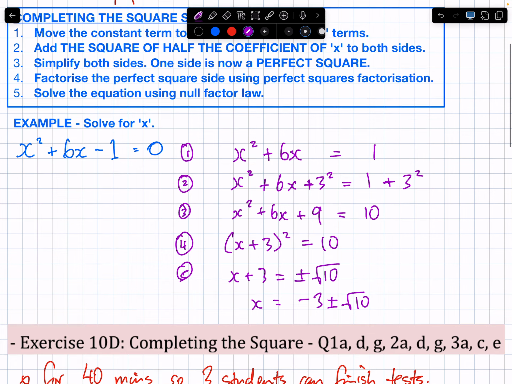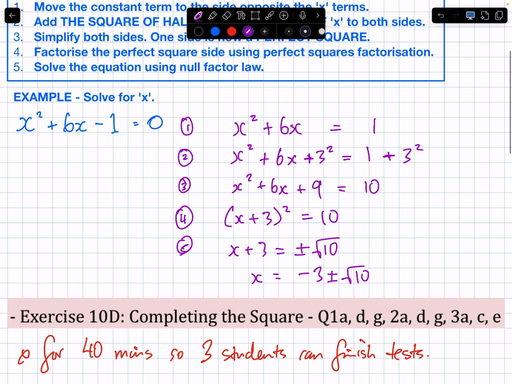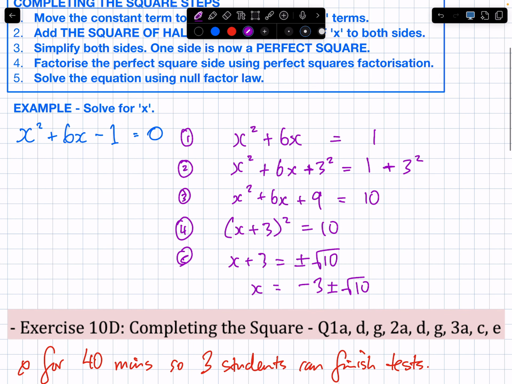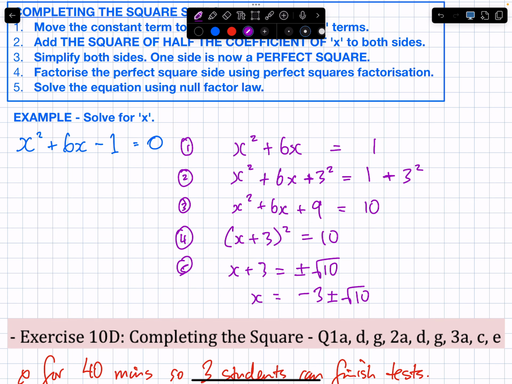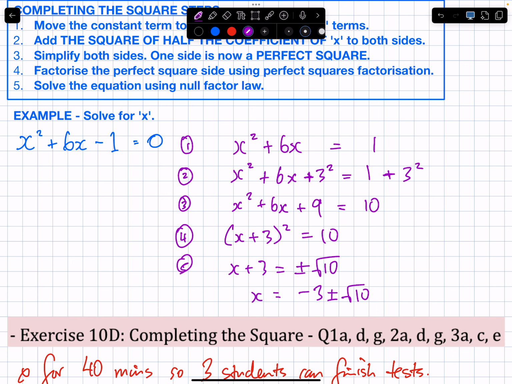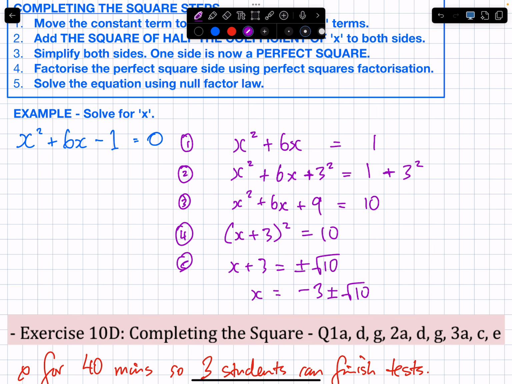So what I'd like you to do for the 40 minutes, so these just one student now can finish off their tests. Can you just talk a bit quieter? I don't need silence, but talk a bit quieter. Can you work on completing the square for now? I'll get back to you at like 15 minutes before 10, okay?